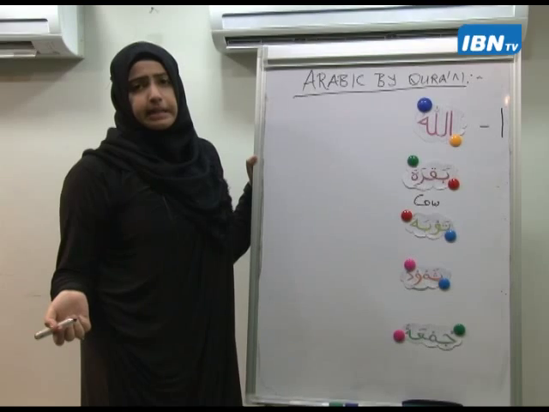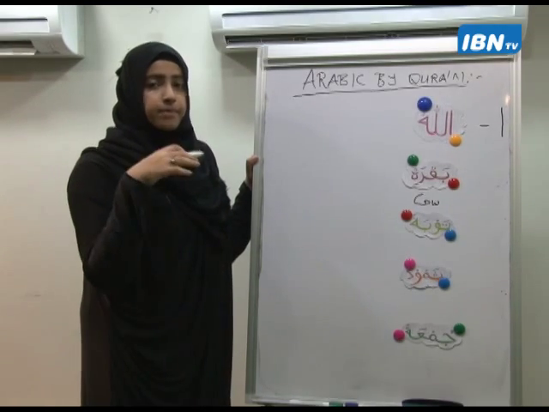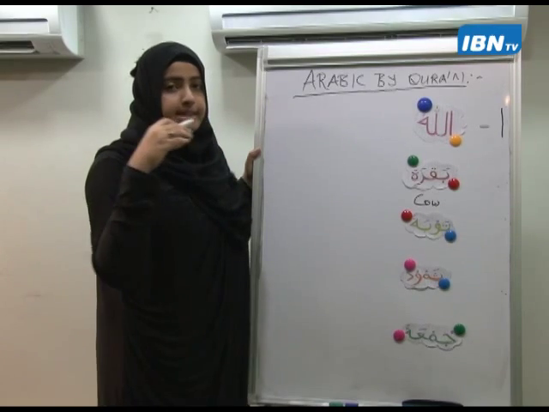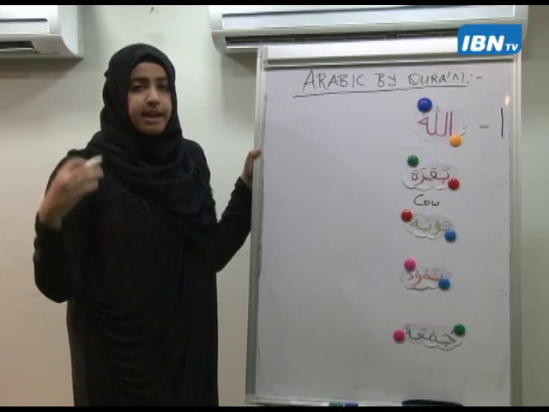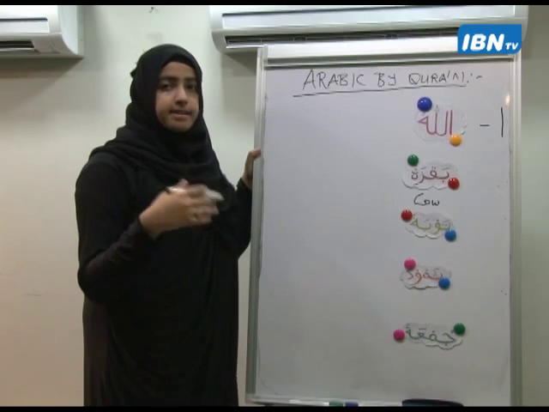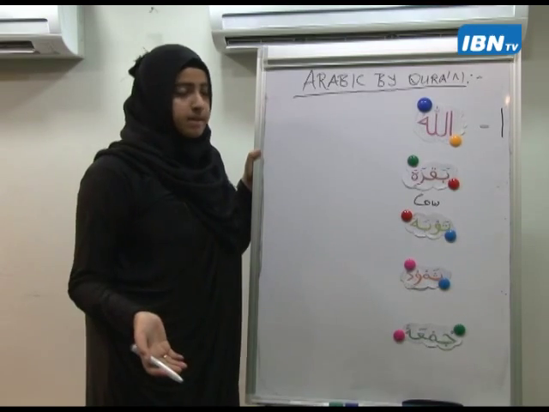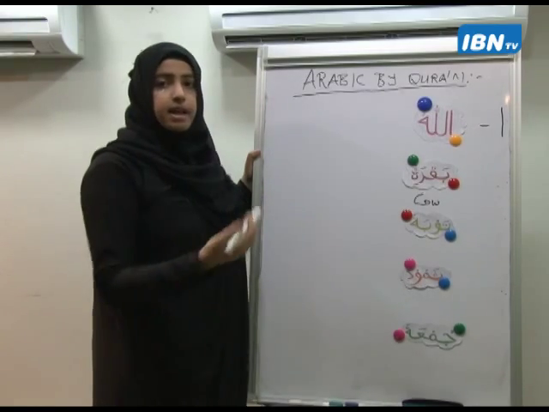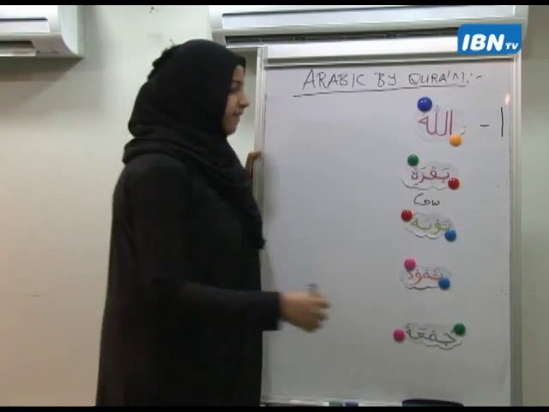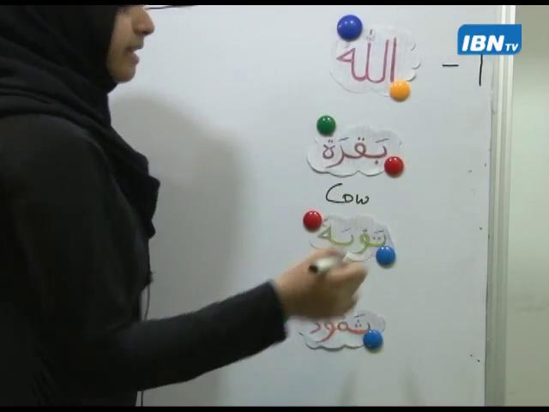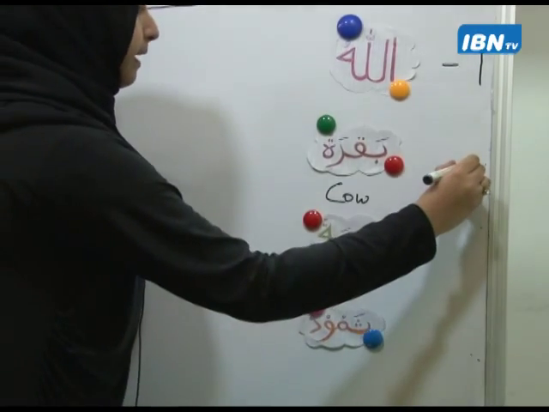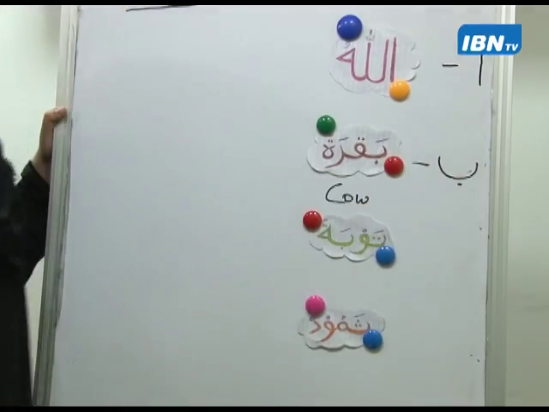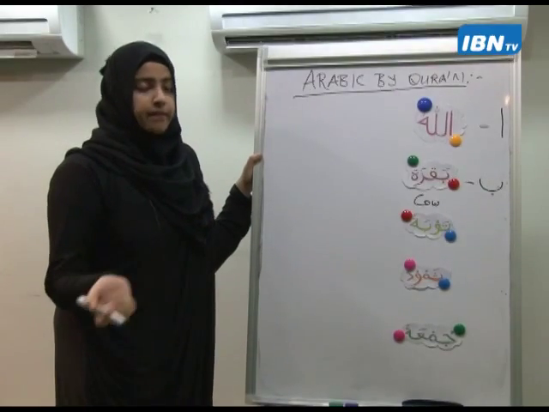And what did we say about the Ta marbuta? We said that in most cases when you see a Ta marbuta appearing at the end of a word, a noun, it is feminine. It denotes feminine, right? So that is Baqarah. So Baqarah comes in the category of feminine, and it starts with the letter Ba.